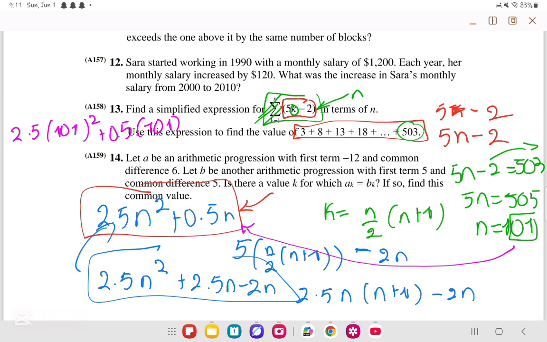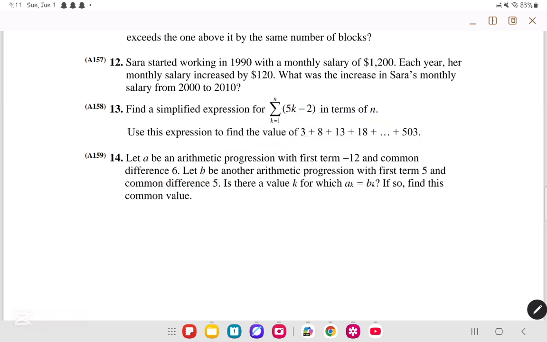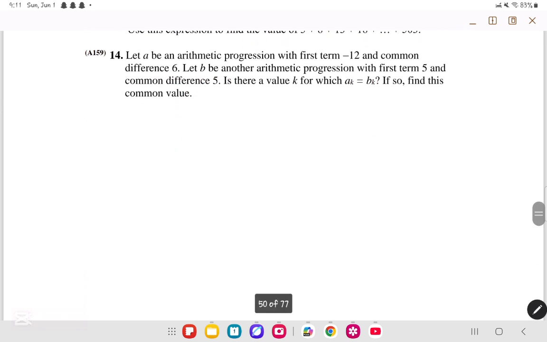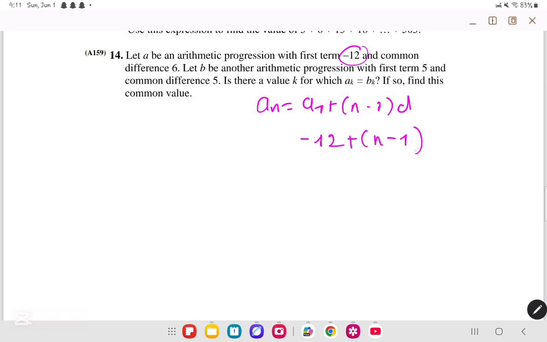And you're gonna get an answer of 25,553. That's it for question number 13. We move on to question number 14. Let A be an arithmetic sequence with first term minus 12, so keep this in mind. Remember, the equation is an equals a1 plus n minus 1 times d. So the first term is minus 12, and the common difference is 6, so minus 12 plus n minus 1 times 6.